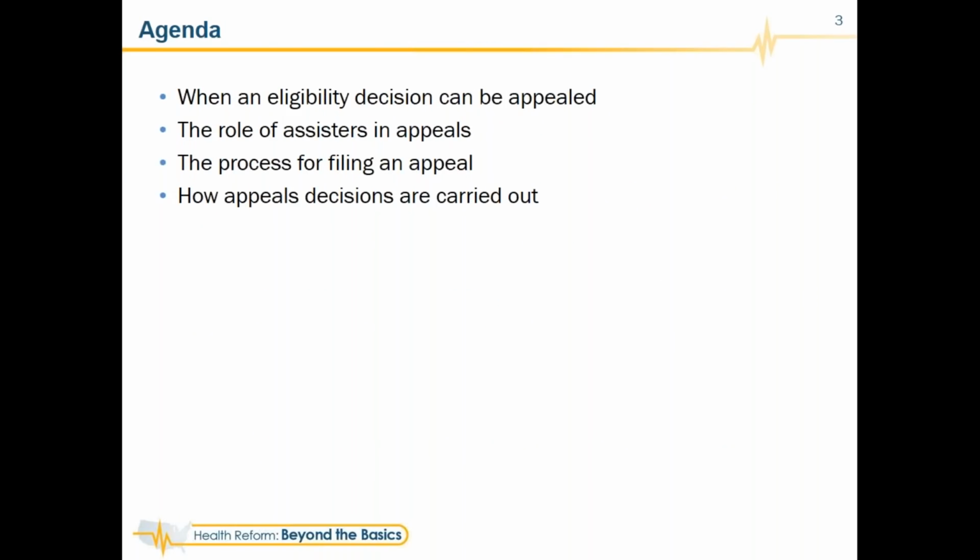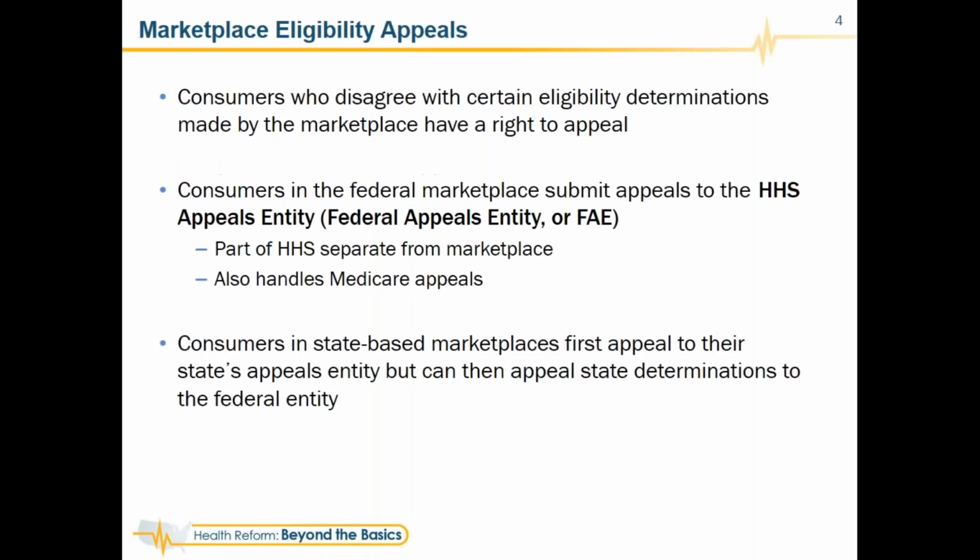As Hallie mentioned, the agenda, we're going to go through 4 primary topics. We're going to talk about when an eligibility decision can be appealed, the role of assisters in appeals, the process for filing appeals, and then how appeals decisions are carried out. For the most part, we're going to be talking about the process that appeals in the federally facilitated marketplace, or the FFM, for those consumers who are applying through healthcare.gov or using paper applications to apply to the FFM.